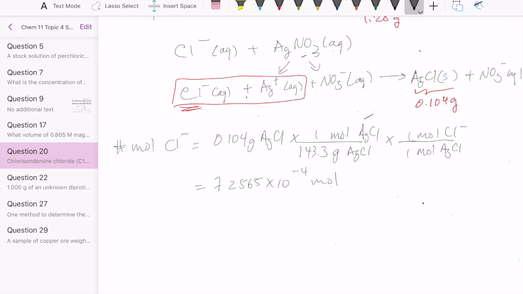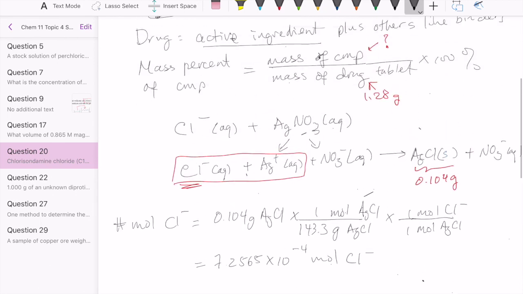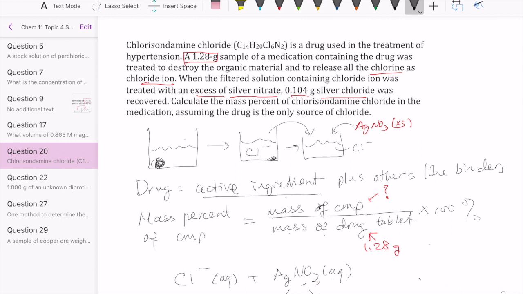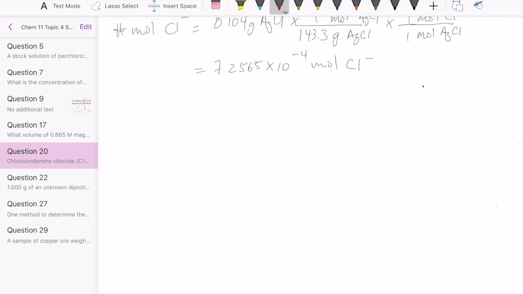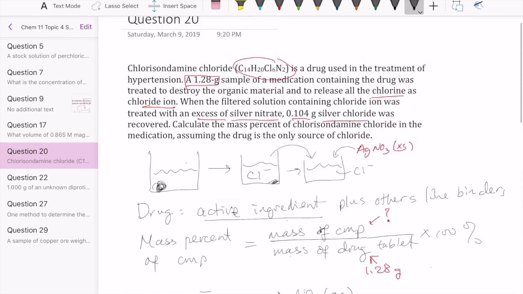Now once we know the chloride, remember the chloride all comes originally from that active ingredient, which is this compound right here. So what we can do then is relate that using a mole-to-mole relationship through the chemical formula to figure out how much drug we originally have. So I'm going to do this. Mass of the active ingredient. Remember, the active ingredient is that chloride compound. So we're going to start with the number of moles of chloride. And then we're going to relate the chloride to the active ingredient. The formula is kind of complicated here.